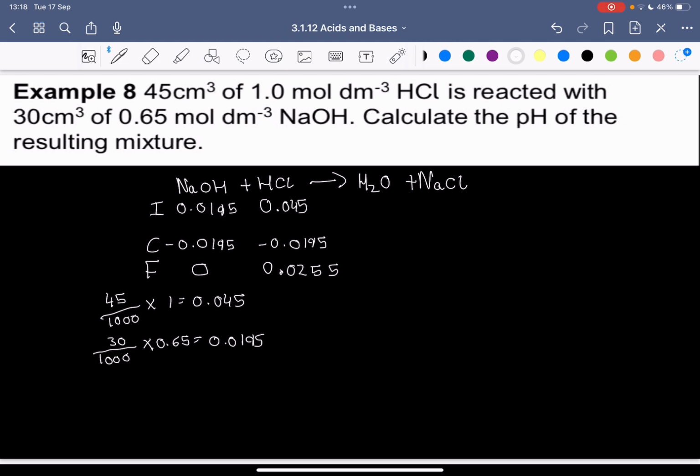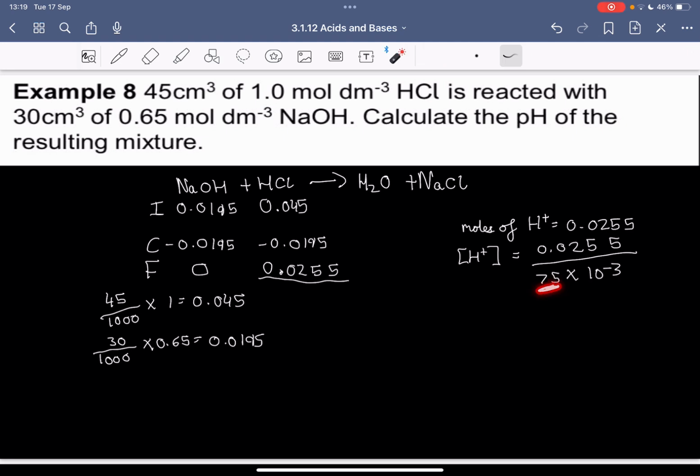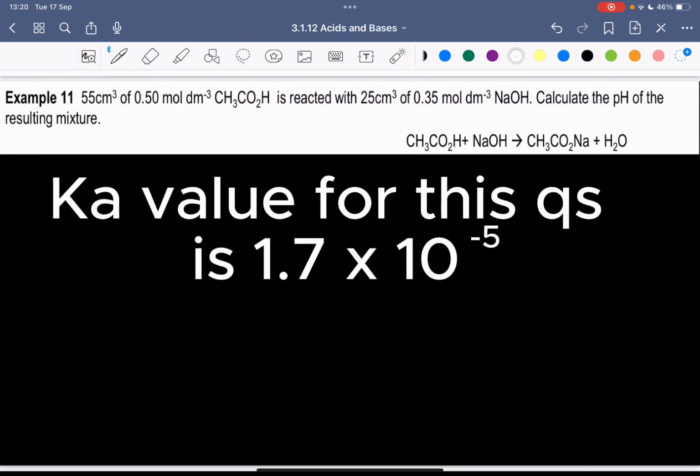Alright, now we know we have this many moles of hydrochloric acid. Now this dissociates in a 1-to-1 molar ratio. So if we have this many moles of hydrochloric acid, we know that we also have that many moles of H plus ions. Now to work out H plus concentration, we do moles divided by volume. Alright, so I got the 75 value from adding 45 and 30. And I times it by 10 to the minus 3 to get in terms of decimeters. And my answer is... Alright, and now to work out pH, I'm going to minus log this, and I get 0.47.